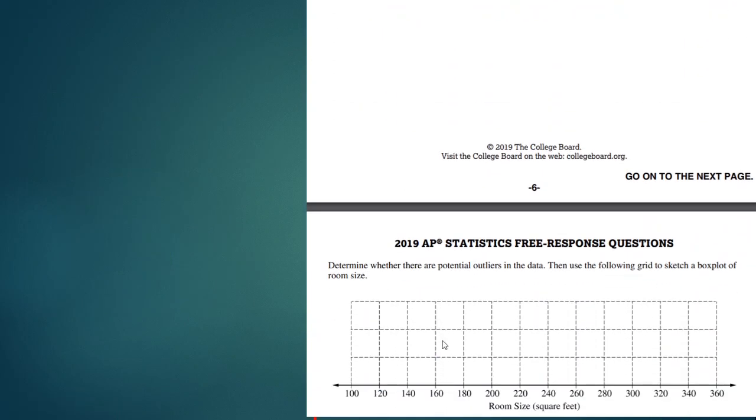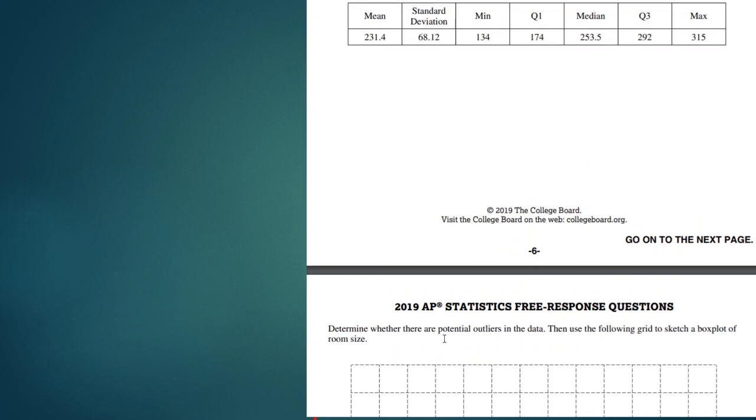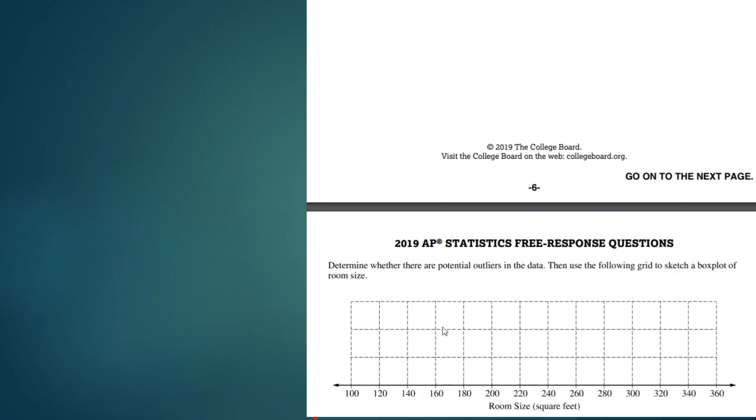Now we're moving on to question 1B, where we're given our table for the summary statistics, and it says determine whether there are potential outliers in the data. Then use the following grid to sketch a box plot of room size. Okay, 1B, we're trying to find outliers. To find whether there are outliers, there's essentially two different methods. So I'll cover both of them for completion's sake.